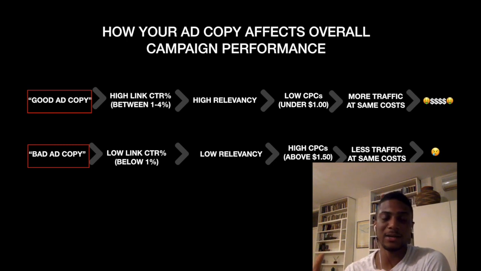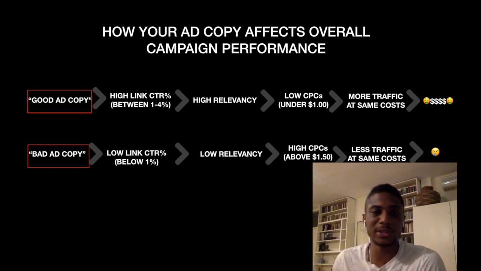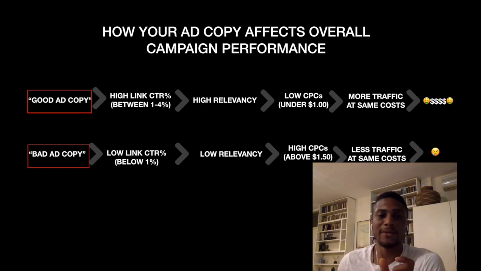So again, you can see with good ad copy, you're going to have a high link CTR, which is between 1% and 4%. Again, you can organize that in your Facebook metrics so you can see exactly what link click-through rate you're getting, and you should always be checking that. But with good ad copy, you will have a fairly high link click-through rate, meaning high relevancy, meaning then low CPCs, which would be under $1 on average for e-commerce this year, and then low CPCs are going to mean, of course, more traffic for you at the same cost, the same budget. You will have more traffic to your site, meaning you're happy, Facebook is happy because you spend more as well.